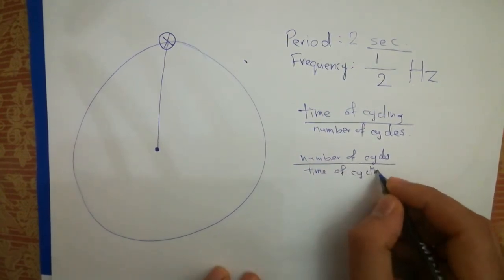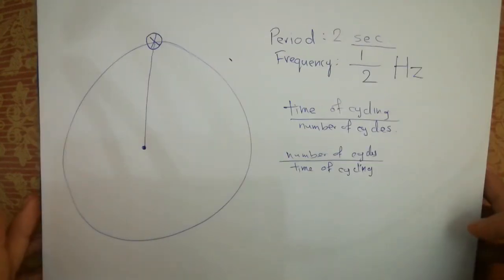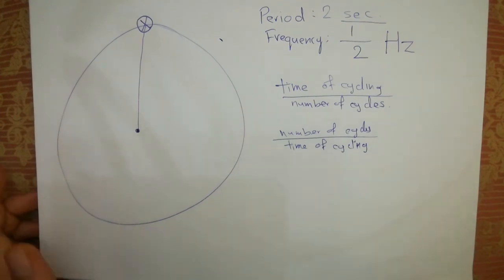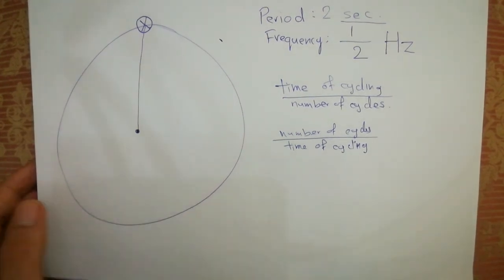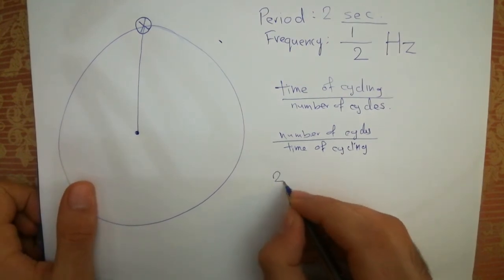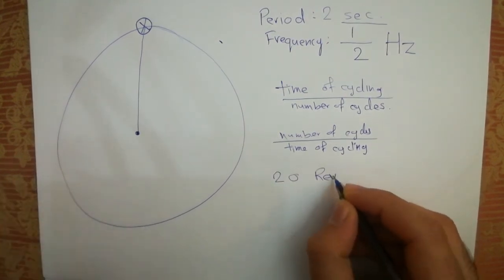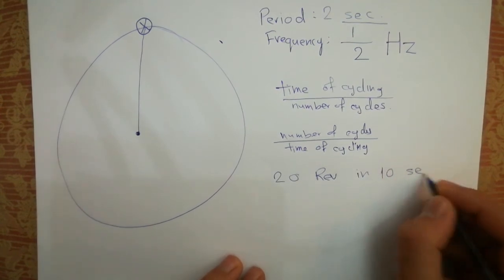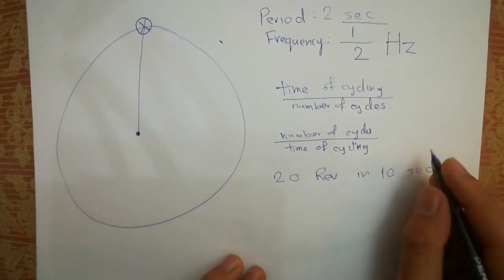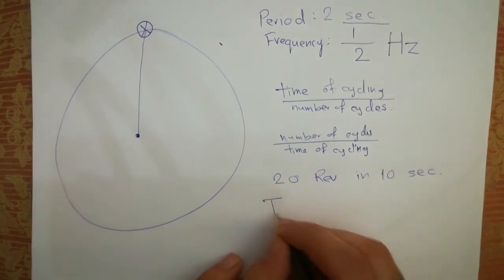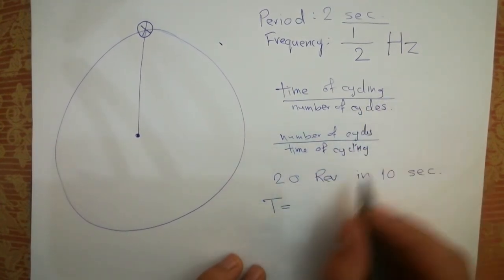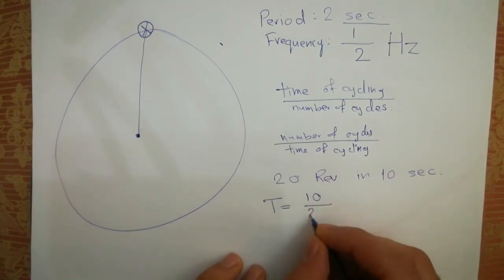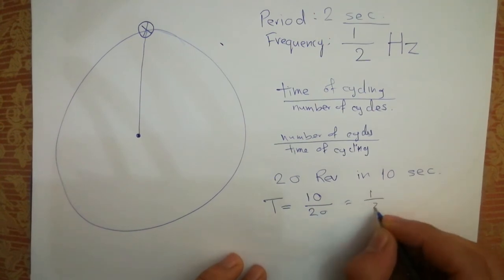Let's look at a problem here in order to solve this and understand this more intuitively. We have a ball, and it's rotating 20 revolutions, which is the equivalent of cycles, in 10 seconds. And we need to know the period and frequency. So the period is time of cycling. Well, it took 10 seconds, and the number of cycles was 20. That's going to be 1/2 seconds.